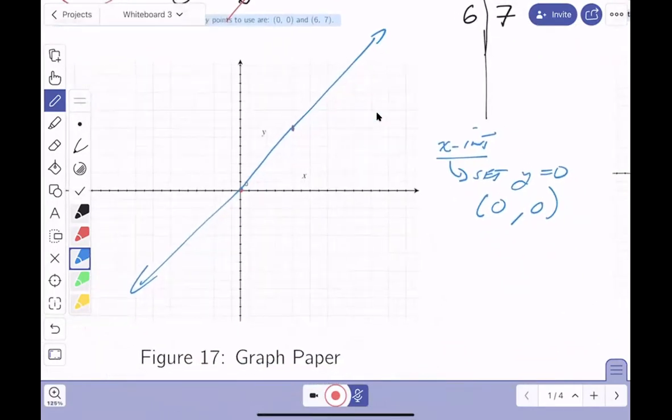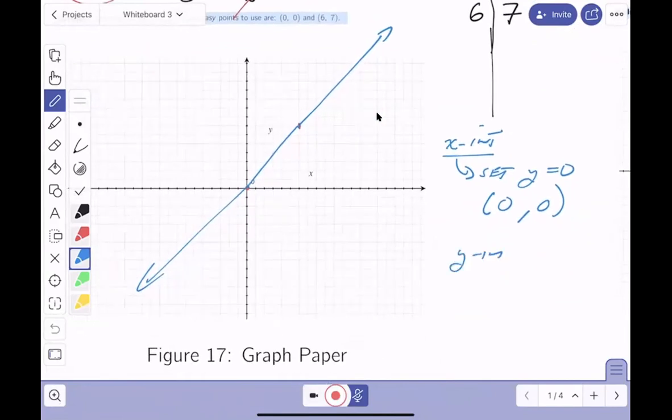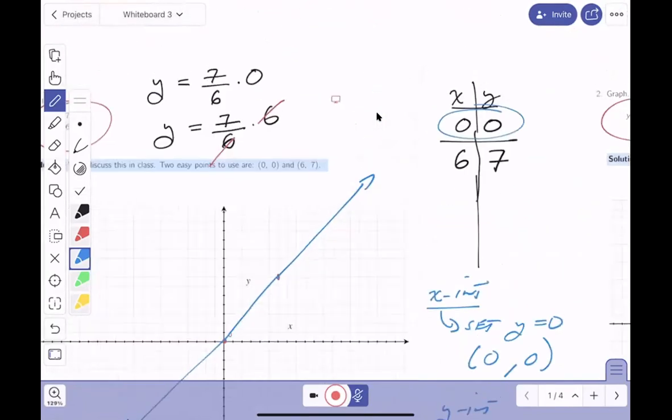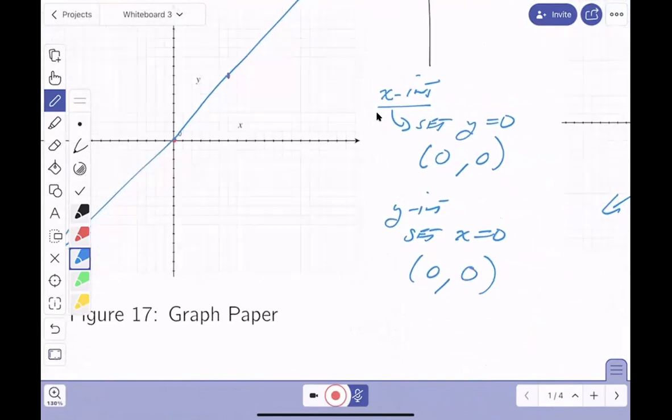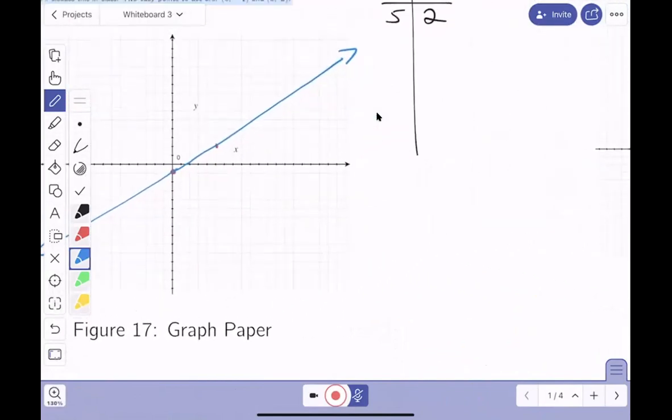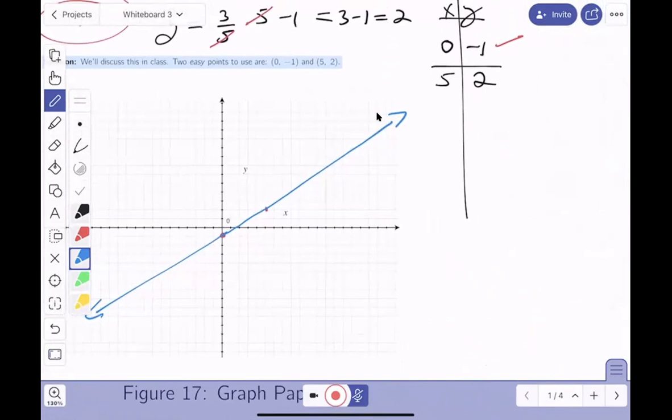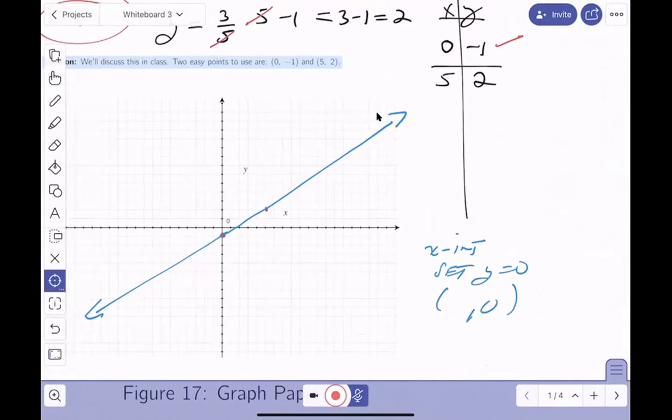Let's do the Y-intercept. We set X equals 0. I already did that. It's 0, 0. Let's talk about the X-intercept. How do you get that? Set Y equal to 0. I can do that. Now, what I notice is that I don't see it in my table. I don't see any Y of 0. I've got to do it then.